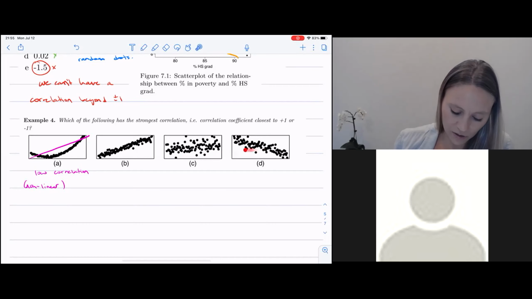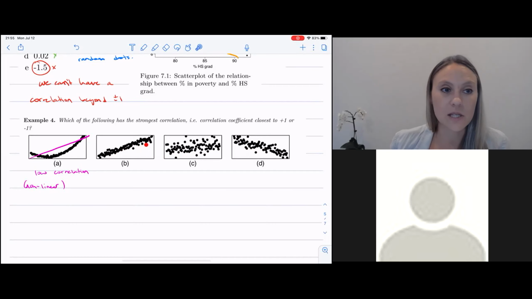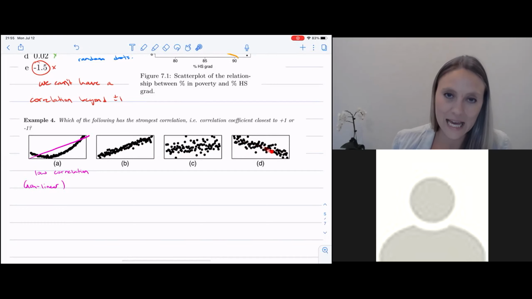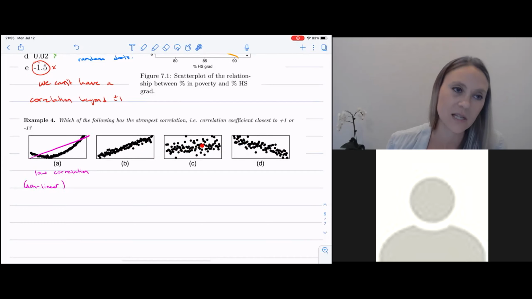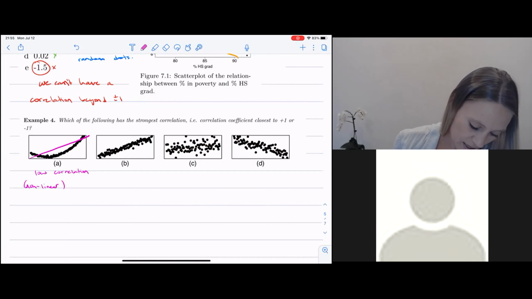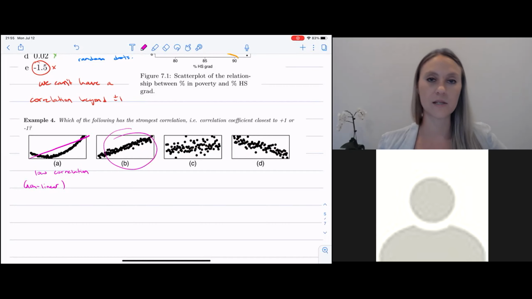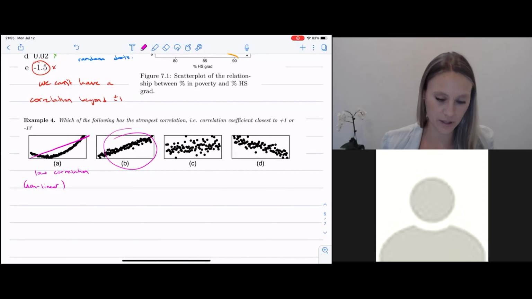So between these three, right, it looks like B is the strongest. And then I would put D next because there's still a clear pattern here. And then C, although we could maybe see some sort of pattern, it's pretty weak, right? And so B is the one that we would want. Okay, good.